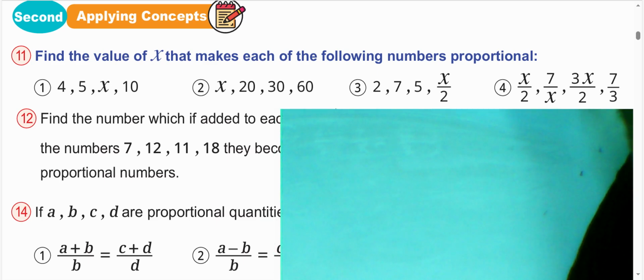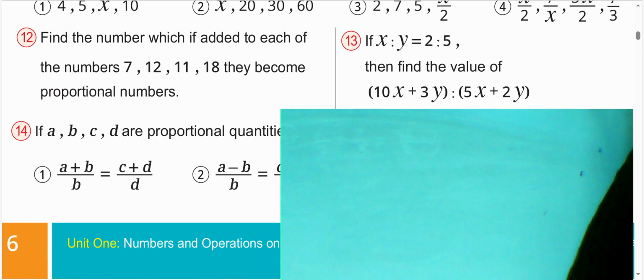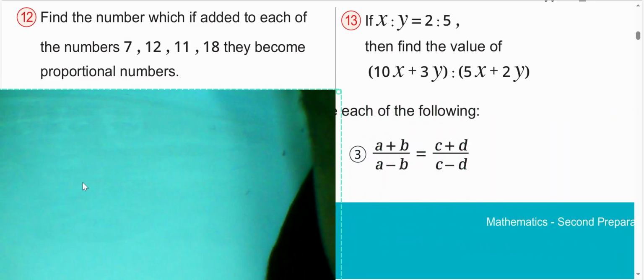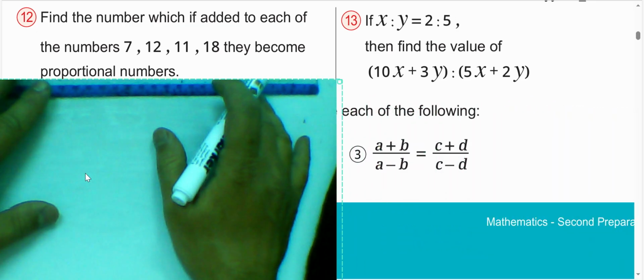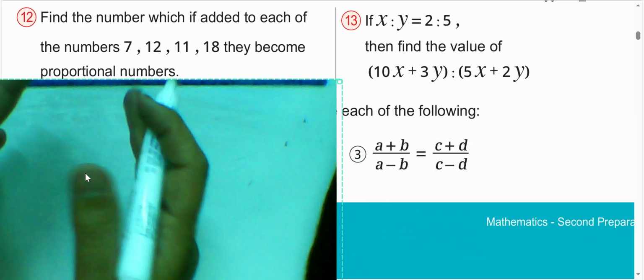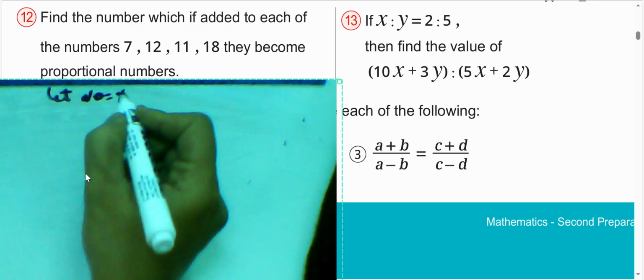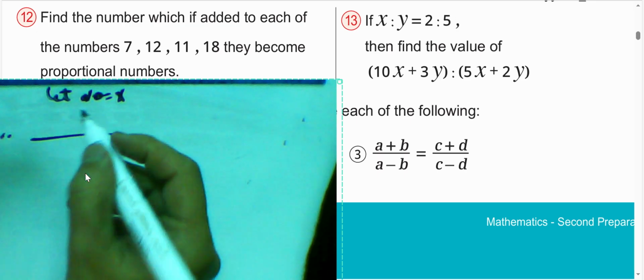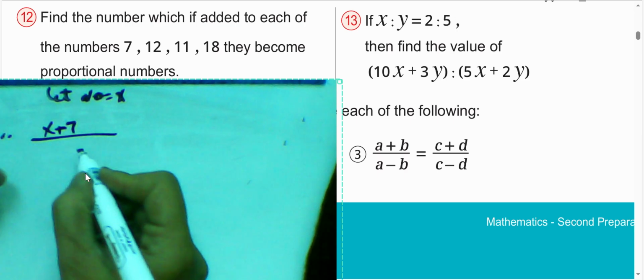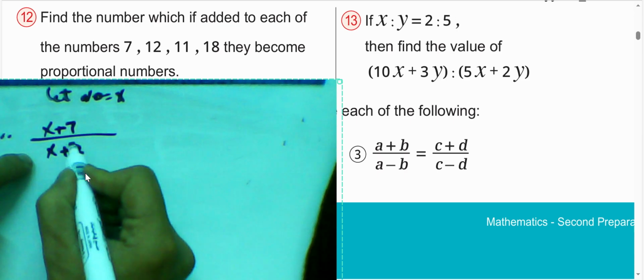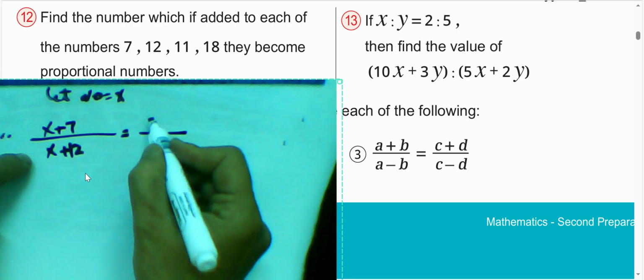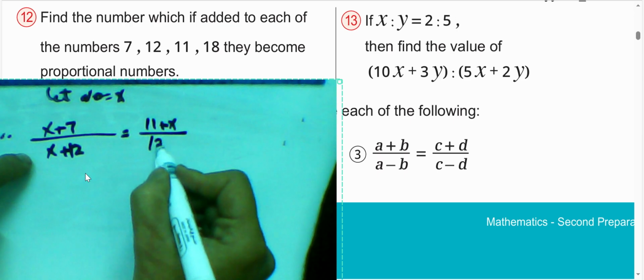Okay, next question, number 2. Find the number which, if added to each of the numbers 12, 7, 12, 11, 18, then become proportional numbers. We can put the number here equal x. Then if we add x to 7 and x to 12, it's equivalent to 11 plus x and 18 plus x.